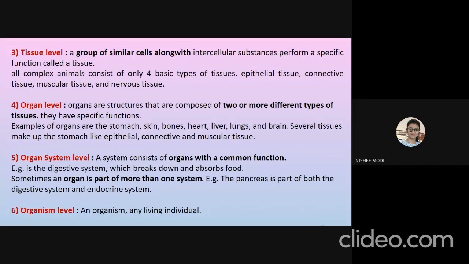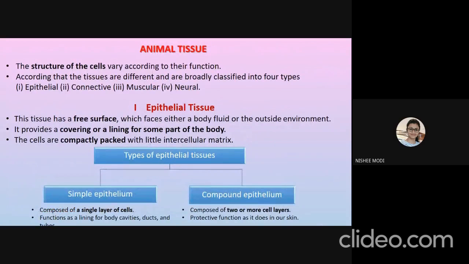The female and male reproductive systems are also included in the endocrine system. Okay, and the final level of the six levels of organization is the organism level. An organism is a living individual. In this chapter, we'll study animal tissue in detail.